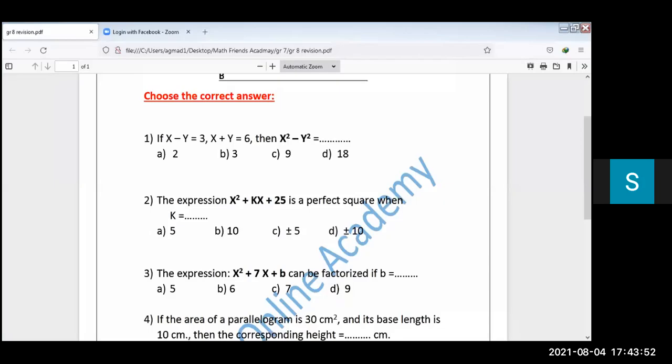Okay, let's start now. Choose the correct answer. Who can help me? It will be 3 by 6 equal 9. Yes. No, 18. Anas? 18. Okay. Let's see. What is the name of this?